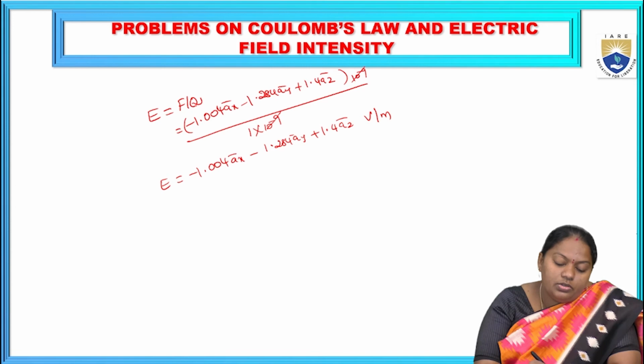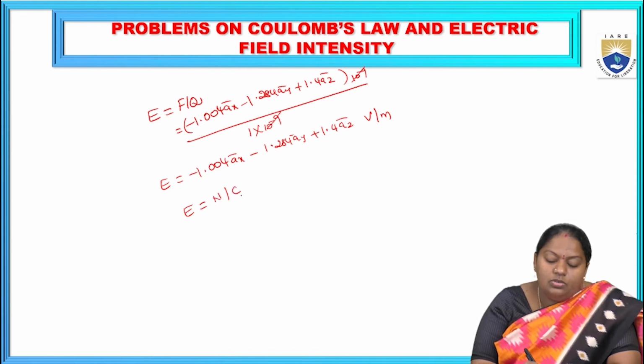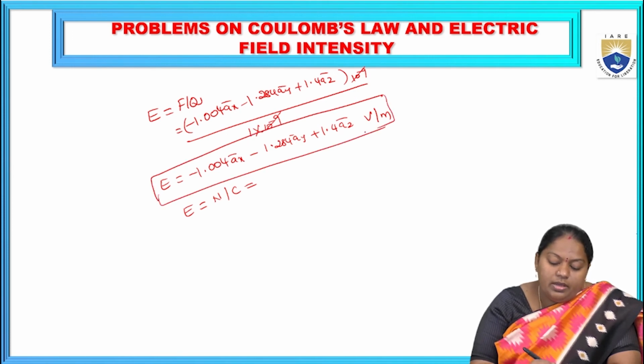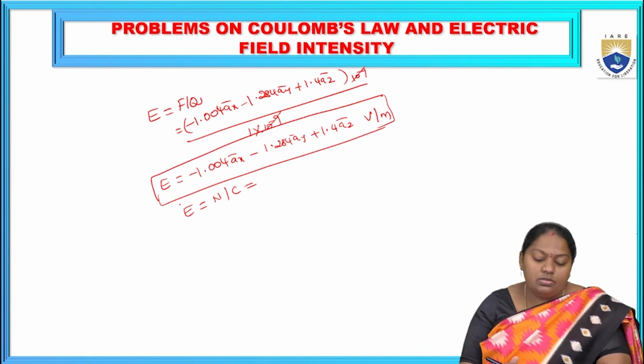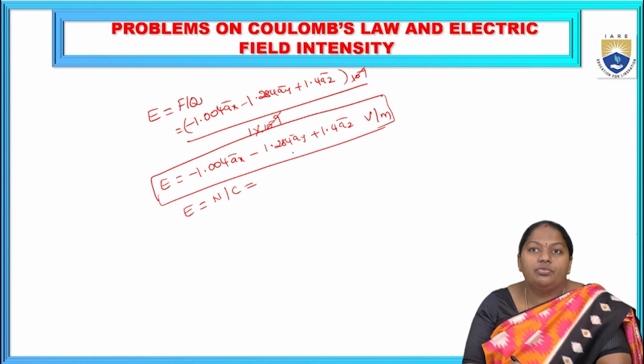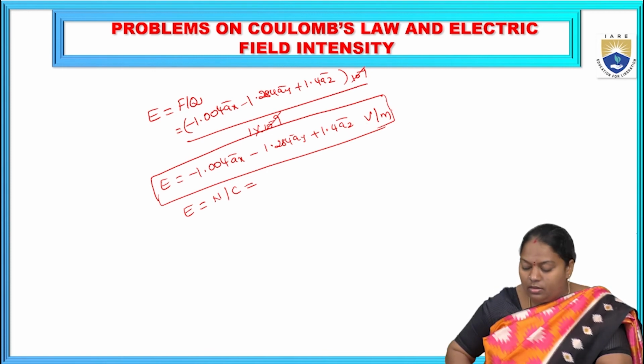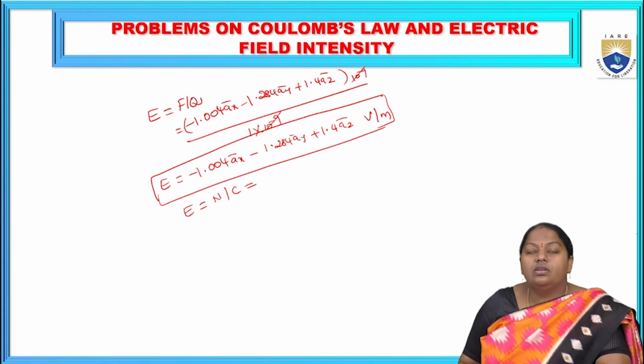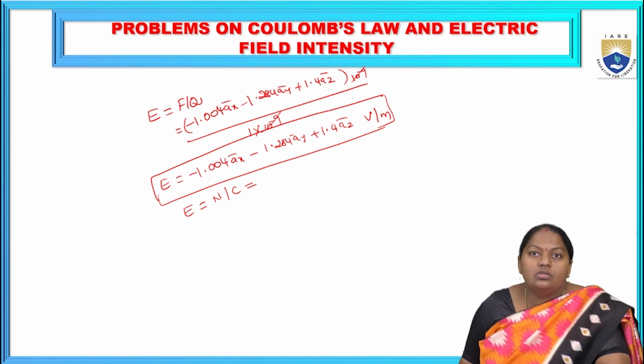In general, according to this formula, force is measured in newtons and charge in coulombs. So according to the definition, E is measured in newtons per coulomb, or from the fundamental unit, it is given as volts per meter. Right? So the electric field intensity E is obtained as minus 1.004 ax minus 1.284 ay plus 1.4 az volts per meter, or sometimes it is measured in newtons per coulomb also. Right? So this is the way.